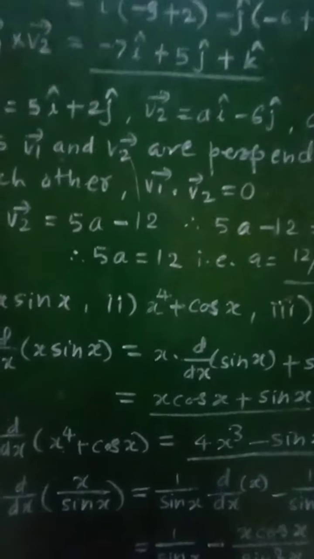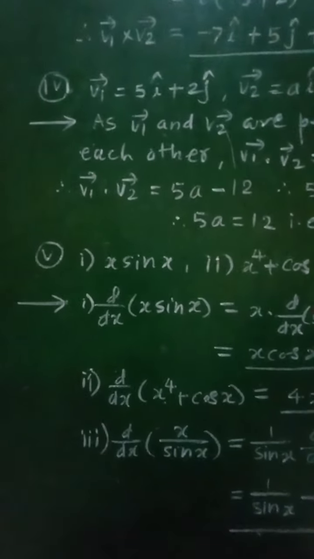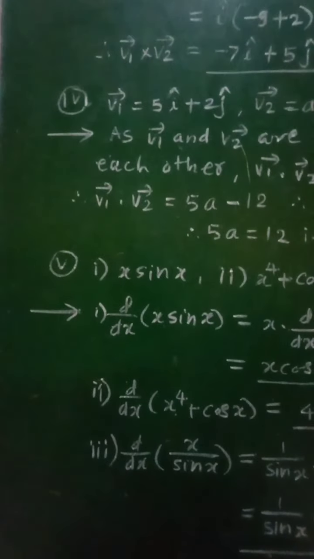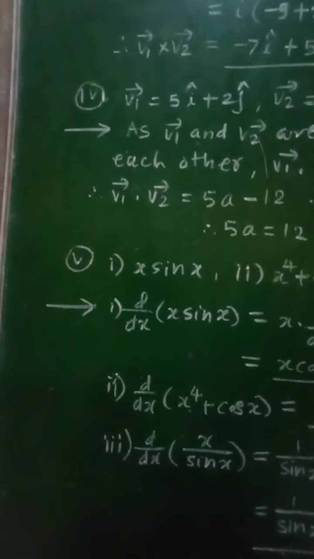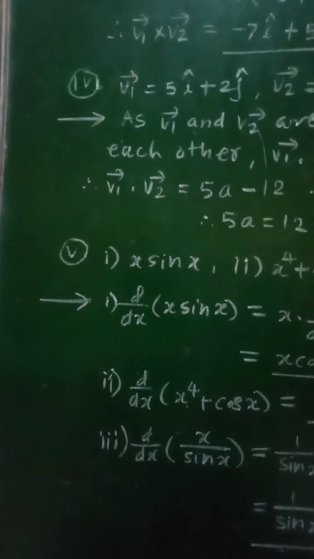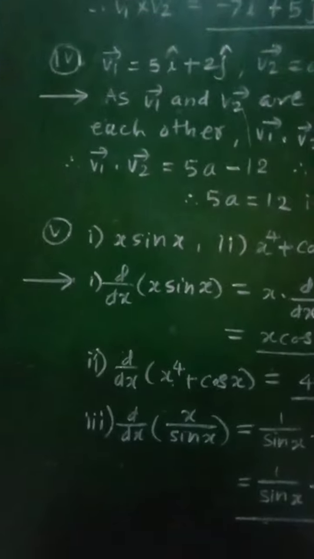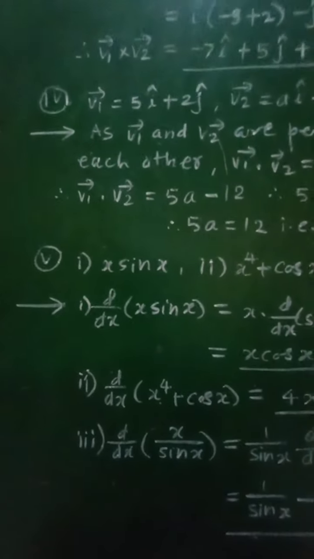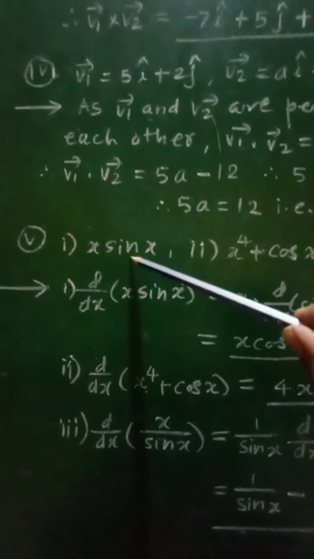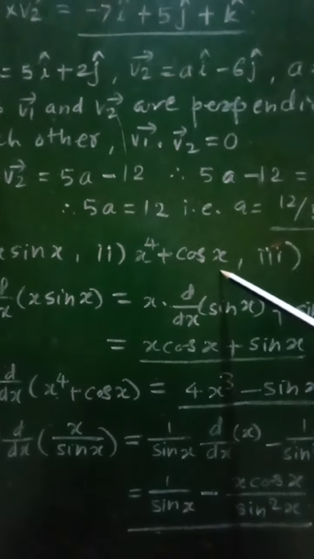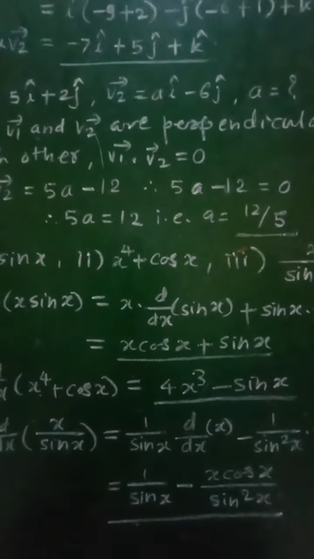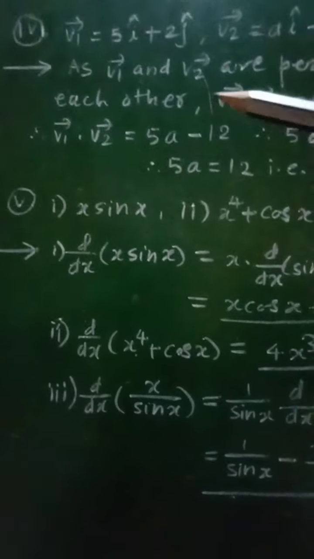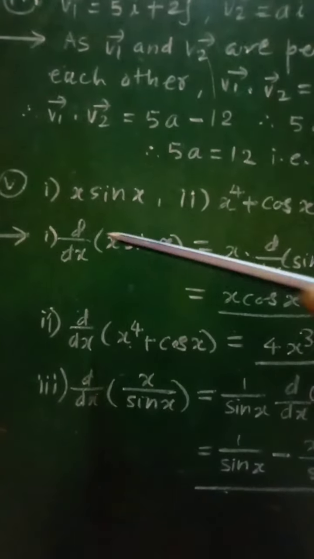Then we will go for the next numerical, that is numerical number 5, which is given as: obtain the derivatives of the following functions, and these functions are given as x sin x, then x raised to 4 plus cos x, and x upon sin x. So for this numerical number 5, the functions are given as: first is x sin x, second is x raised to 4 plus cos x, third is x upon sin x, and for these three functions we have to find their derivatives. Let us see the first one.